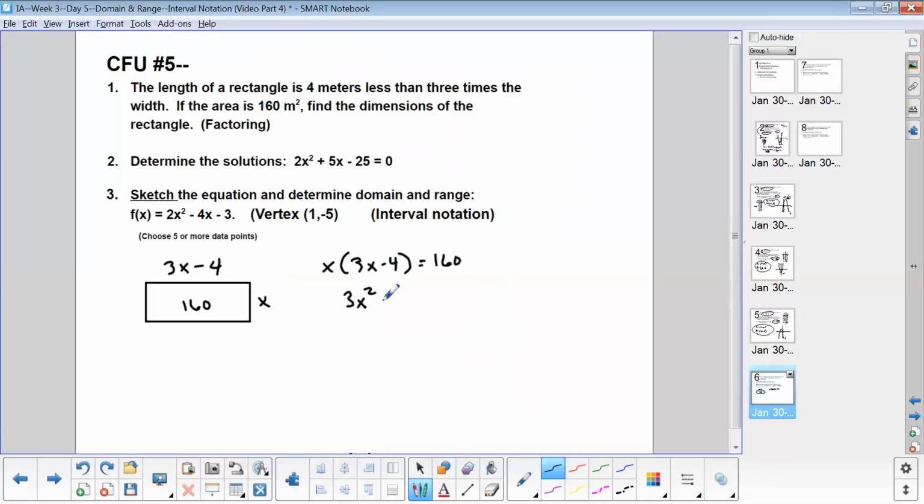So 3x squared minus 4x. And I'm going to subtract the 160 and set it equal to 0. Now, I cannot factor 3 out of everything. So what I can do is multiply the 160 times 3, and I get negative 480. And I'm looking for 2 factors that multiply to give me negative 480, but the difference is going to be negative 4.